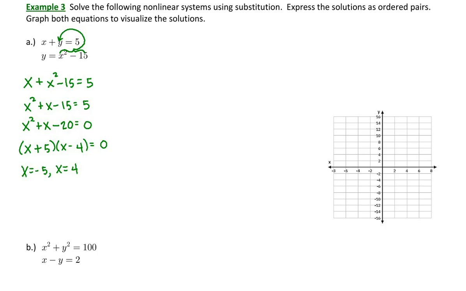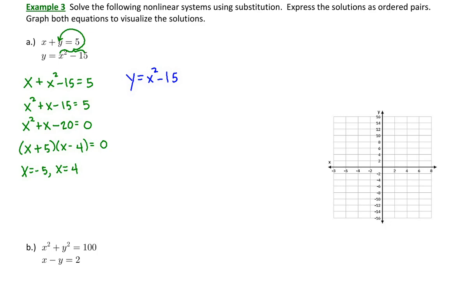Now you want to be careful here. We did come up with two answers, but those are not the ordered pair solutions of the intersection points. Those are individual distinct x values of two different intersection points. So I want to take each one of those x values and plug them back into one of the original equations to find their corresponding y values. Since y is isolated in that second equation, I'm going to use that equation to calculate y.